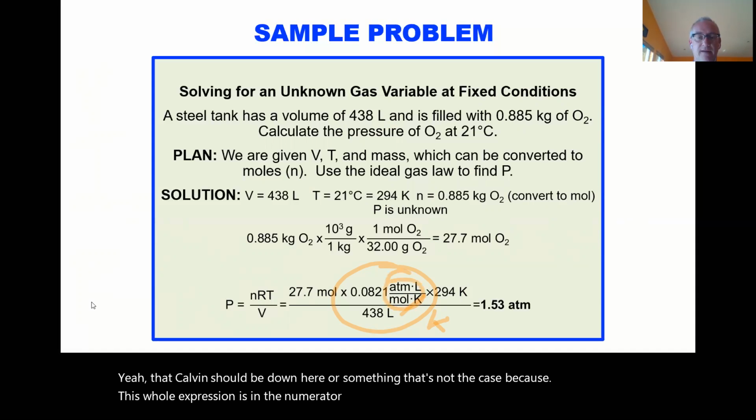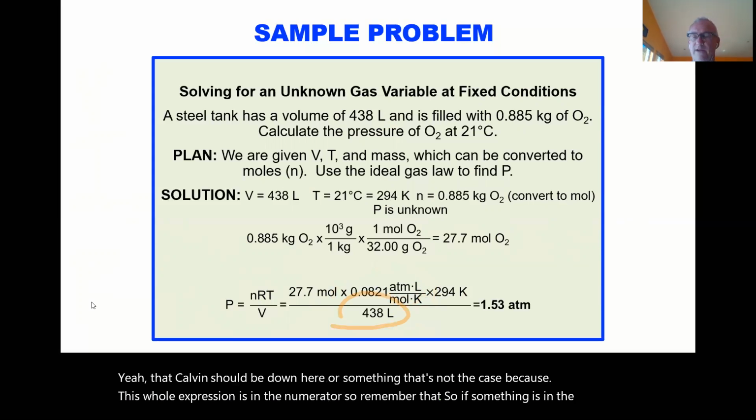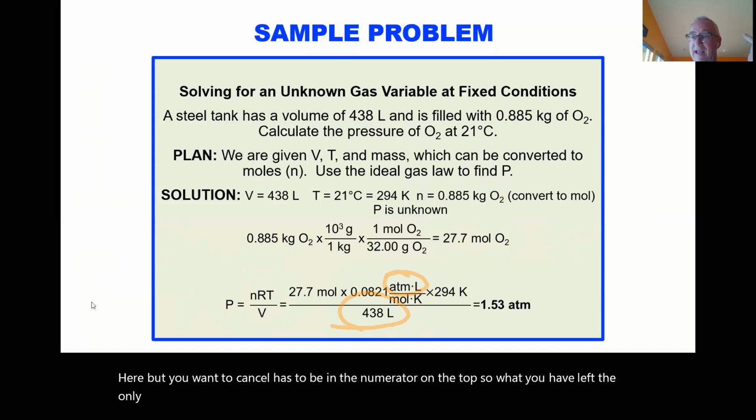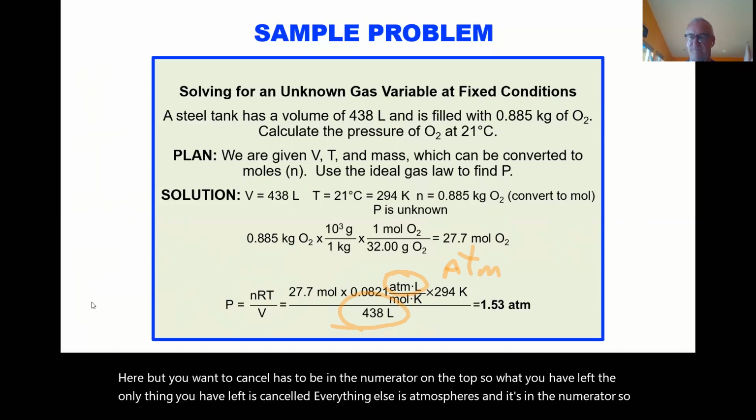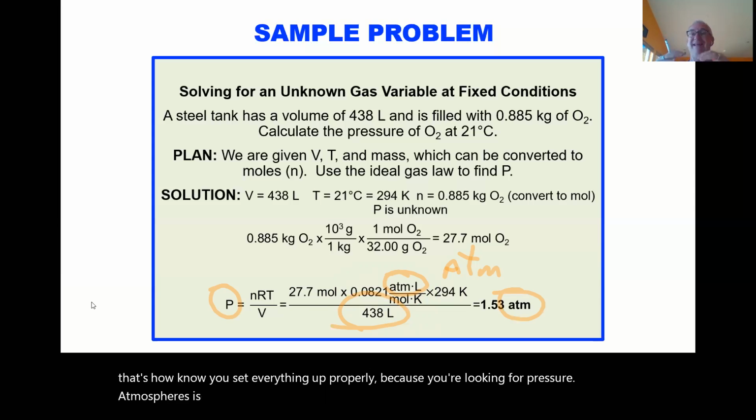So remember that. If something is in the denominator here, what you want to cancel has to be in the numerator on the top. So the only thing you have left, once you've canceled everything out, is atmospheres, and it's in the numerator. That's how you know you've set everything up properly, because you're looking for pressure. Atmospheres is the only unit left, in the numerator, and so if you do your math right, that's going to be right.